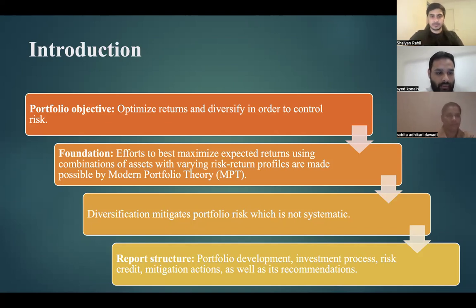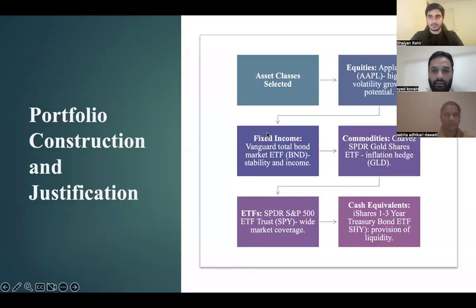Third slide, portfolio construction and justification. There are five distinct asset classes that we chose so that we achieve an optimal risk to asset ratio. The first is Apple Inc. Apple Inc. equities have a high degree of growth potential, but are more volatile.